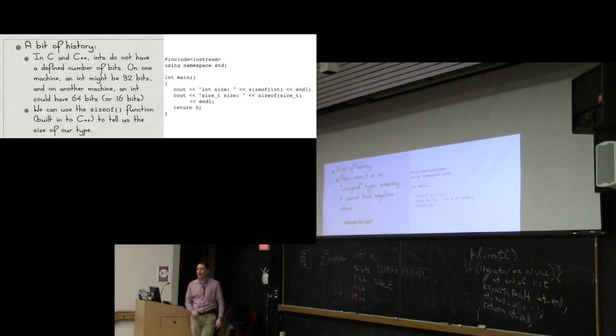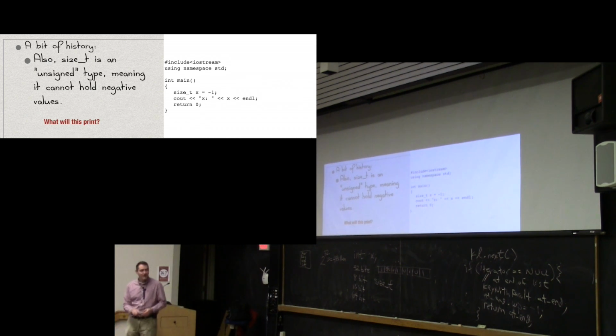Because size_t values are unsigned, they cannot hold negative values. What do you think is going to happen if I try to set size_t x here to -1? What are my options? What could happen? Error. It could be an error, could be a warning. What else? Seg fault. What else?